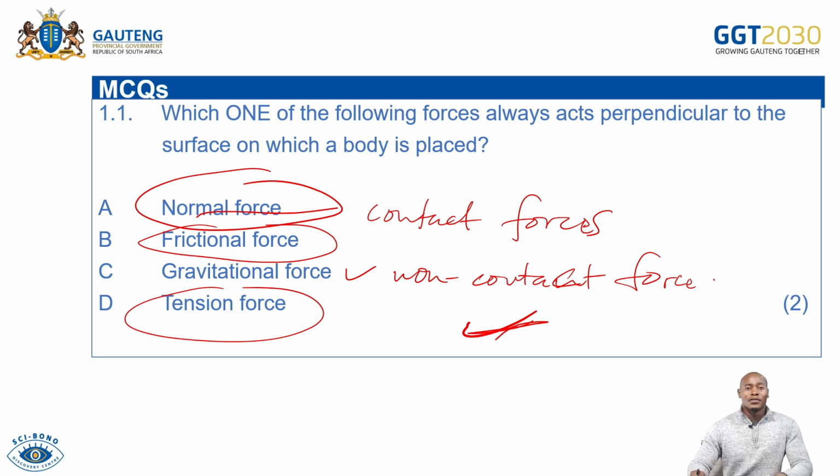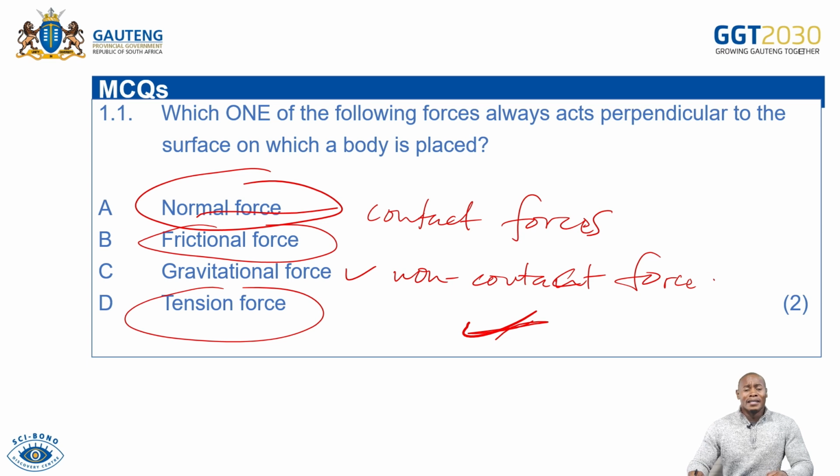For example, if an object is moving to the left, then the frictional force will act in the opposite direction, which is to the right. If an object is moving in an easterly direction, then what is the opposite of east? It is going to be west, which means that the frictional force will act in the westerly direction. So it is the force that opposes the motion of an object, and it always acts parallel to the surface, right?